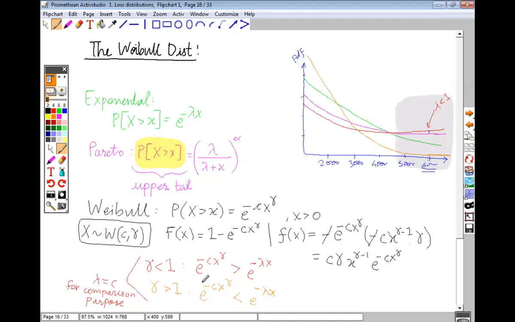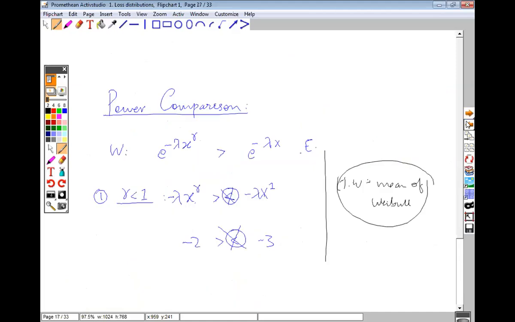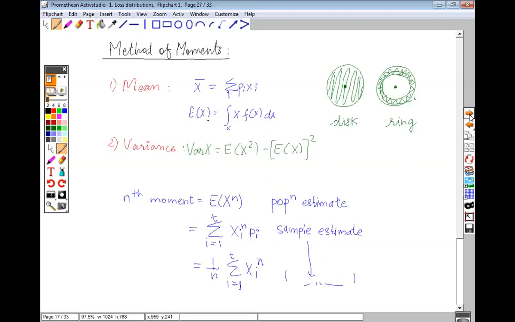If we were looking at profits, then we would obviously have cared about profit having a lower chance of occurring. But because we're looking at losses, which are claims, we know that we have to care about the higher chance of a higher loss incurring, because that is what we don't want to happen. And that is what we want to hedge against or reserve against. And then we did some power comparison and we did the mean of Weibull distribution.